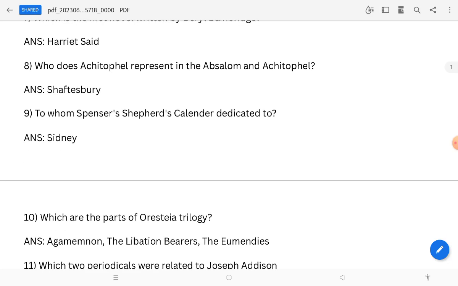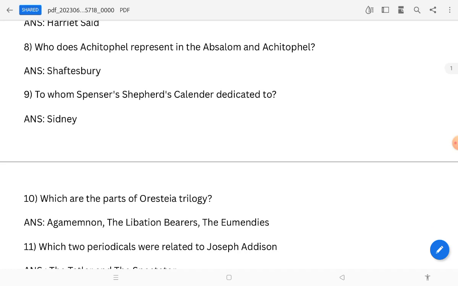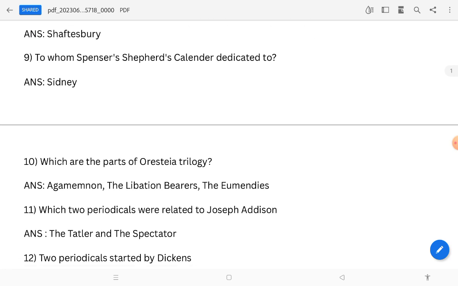Then question number 8 from British literature. Who does Achitophel represent in Absalom and Achitophel by John Dryden? And the answer will be Shaftesbury. You know that last year also they asked a question from Absalom and Achitophel, and this time also they asked a question from Absalom and Achitophel by John Dryden, and the answer will be Shaftesbury. Achitophel represents Shaftesbury. Then question number 9. To whom is Spenser's Shepherd's Calendar dedicated? Spenser's famous work The Shepheardes Calender is dedicated to Philip Sidney.